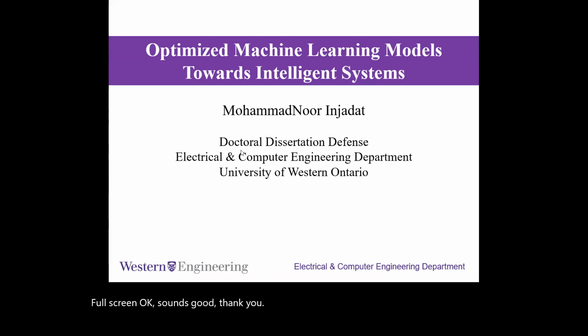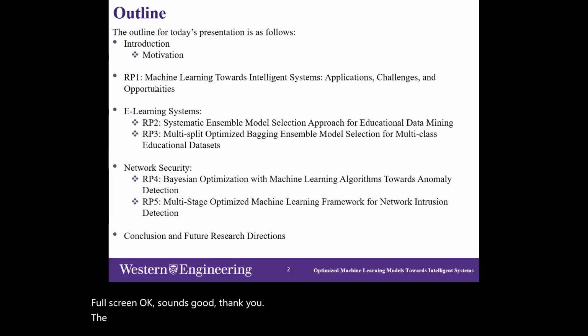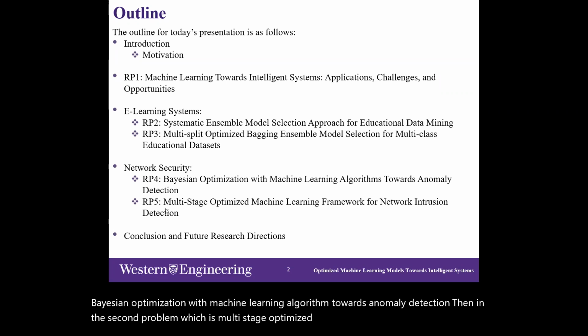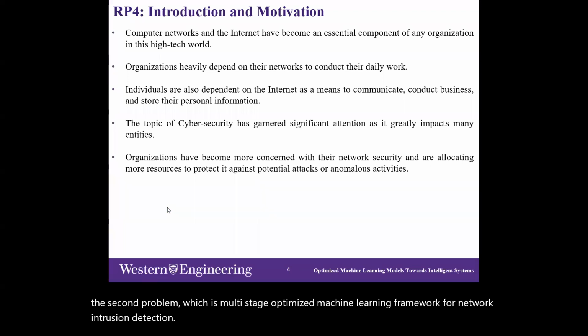So the outline: the first three are not part of the course. The network security part is Bayesian optimization with machine learning algorithms towards anomaly detection. Then the second paper is a multi-stage optimized machine learning framework for network intrusion detection. So what did we do in the first paper?